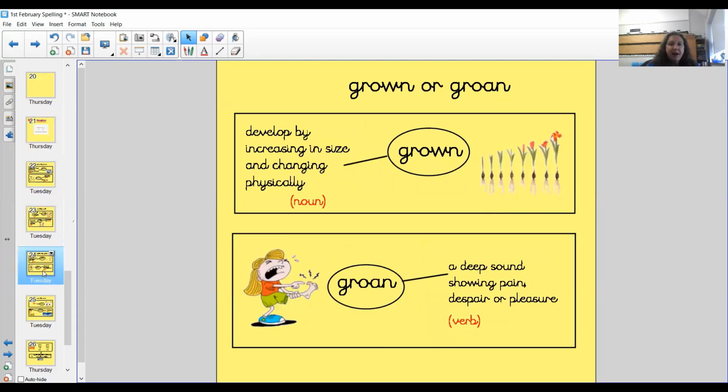Okay, the next pair are grown or groan. So we've got grown, G-R-O-W-N, to develop by increasing in size or changing physically. I've got a picture of some flowers that are growing there, and we can see the one that has grown at the end. And I have groan, G-R-O-A-N, with a picture of someone crying because they've stubbed their toe. It's a deep sound showing pain, despair or pleasure.